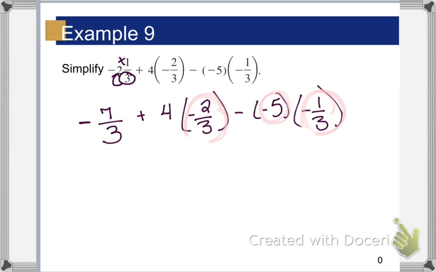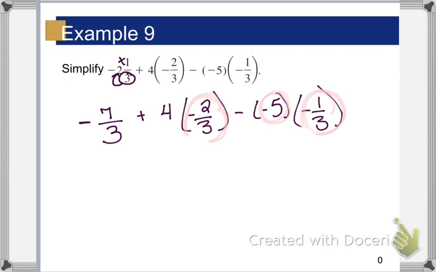Because when I'm talking about grouping symbols, I'm talking about the stuff inside the grouping symbols. And so there's nothing inside of any of those that can be simplified. So do I have any exponents? I have no exponents. So I'm not raising anything to any power. Okay? So now I'm dealing with my multiplication and division from left to right.